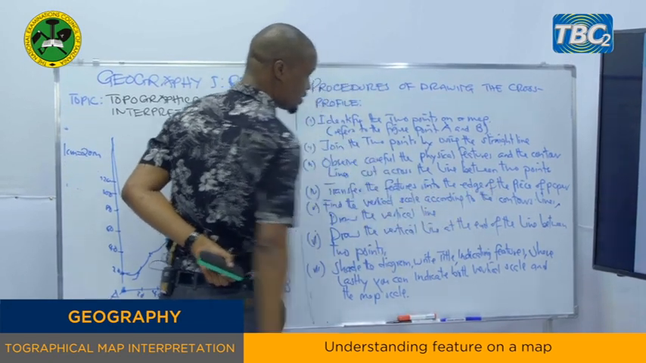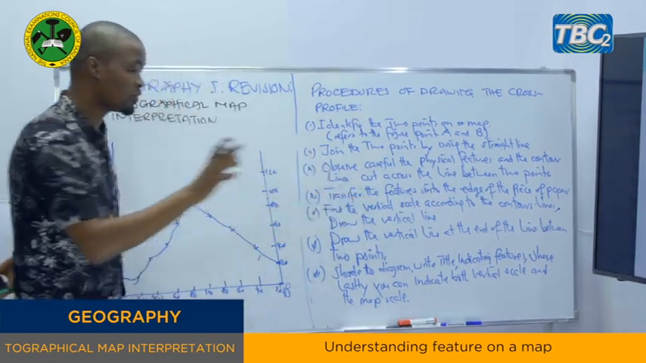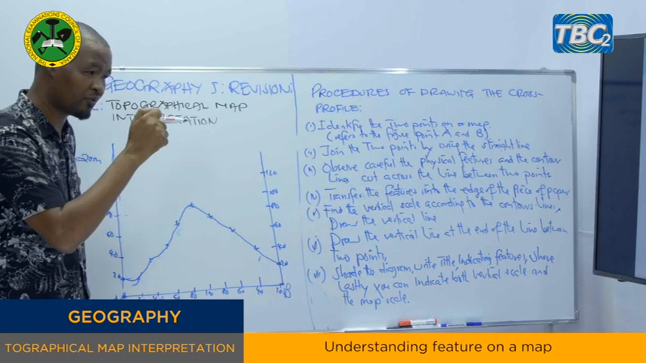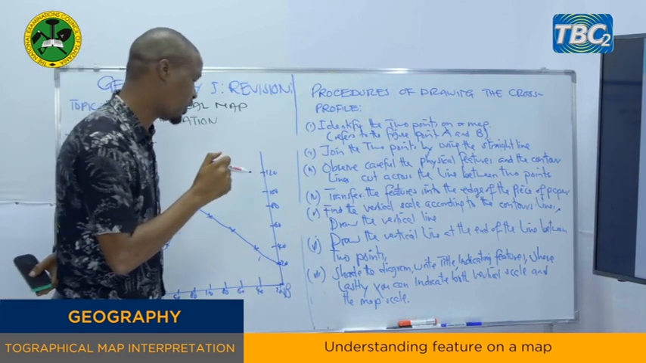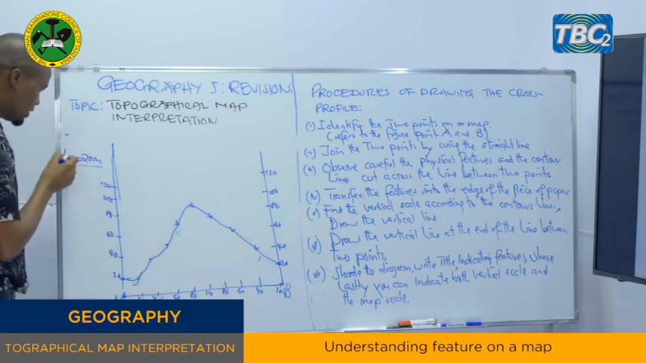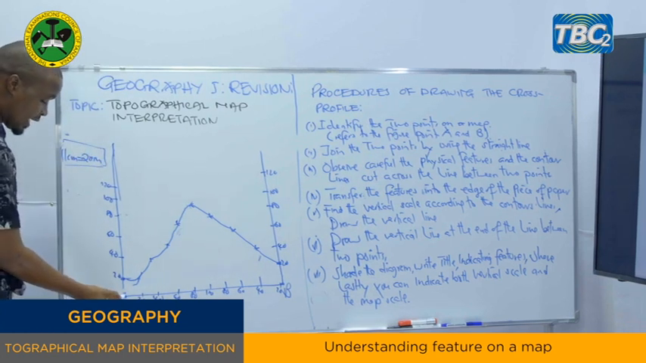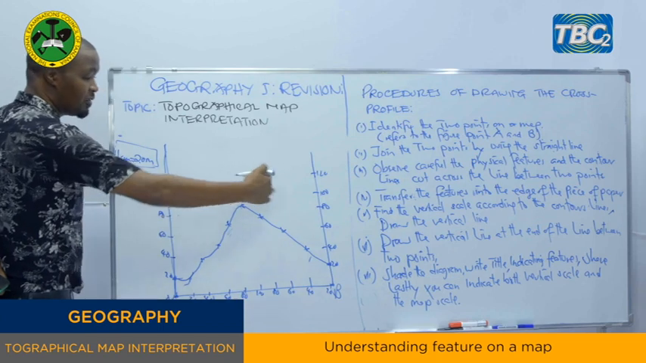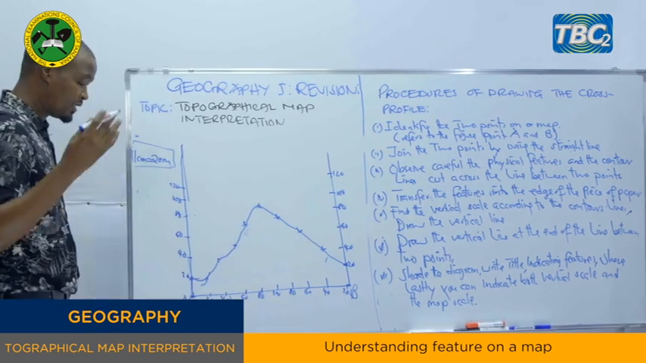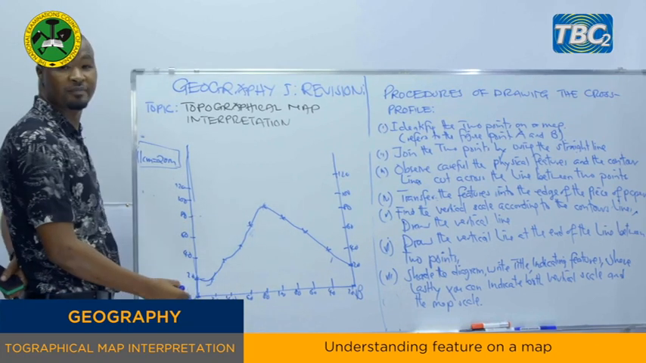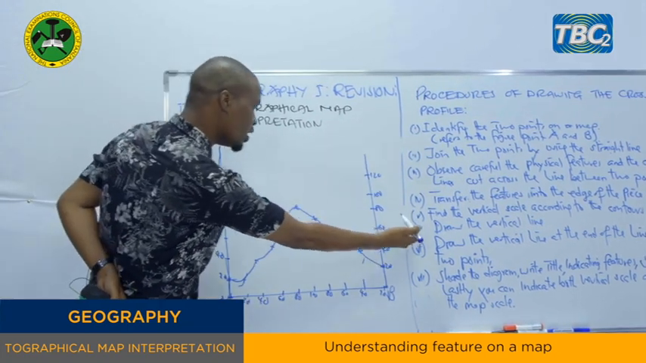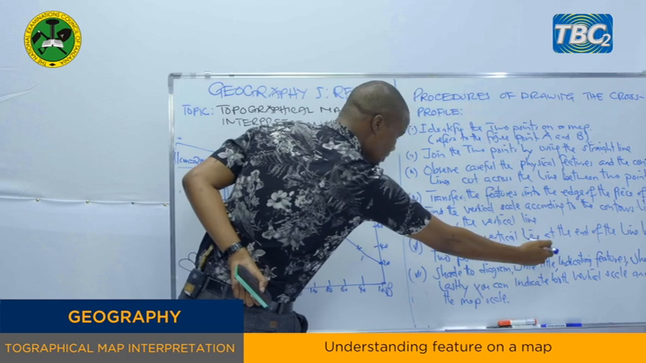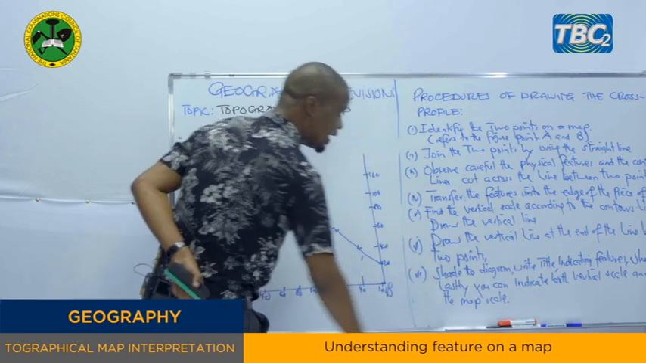after transferring the features onto the edge of the piece of paper, I have to find the vertical scale according to the contour lines. See, I have given the contour lines: 20, 40, 60, 80, 100, 120. It means I have chosen that, let this be my what? My vertical scale. So this is 1 centimeter to 20 meters, 1 centimeter to 20 meters. So you write it the same on both sides at the end of these two points. Then from there, you can shade the diagram, write the title indicating features, where lastly you can indicate both the vertical scale and the map scale provided.